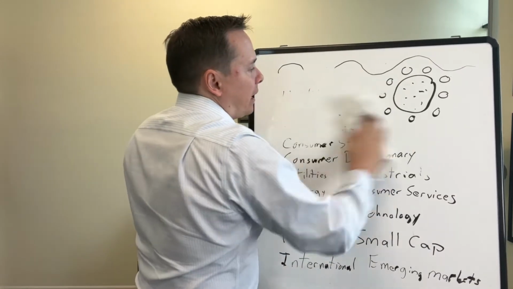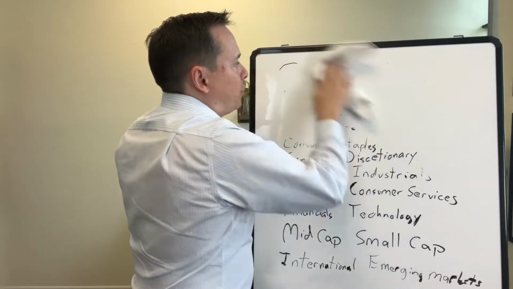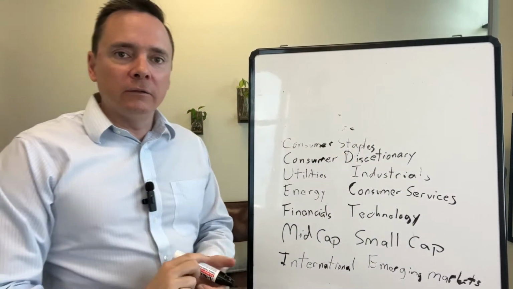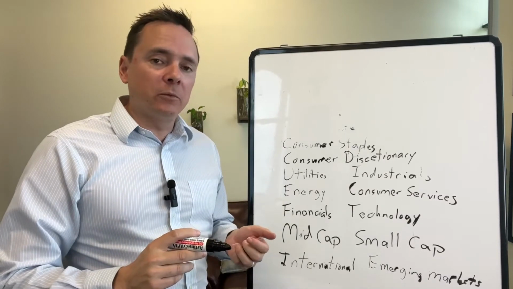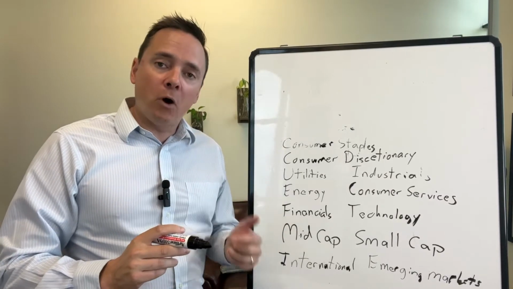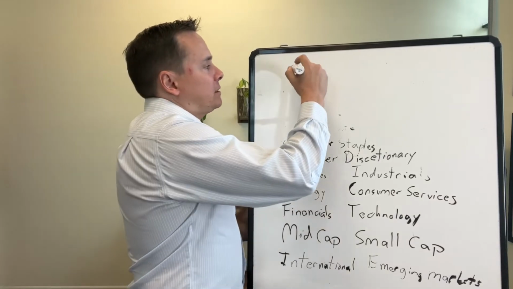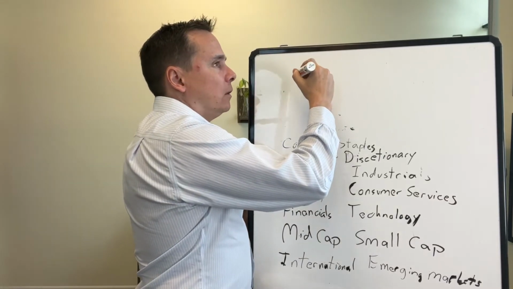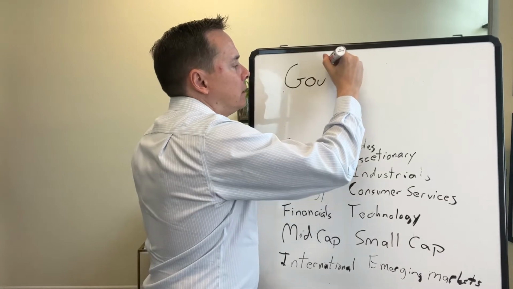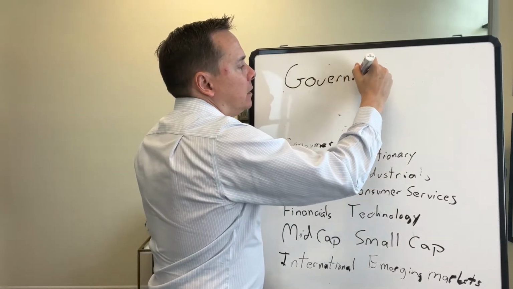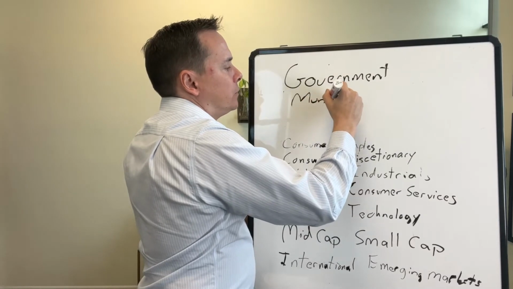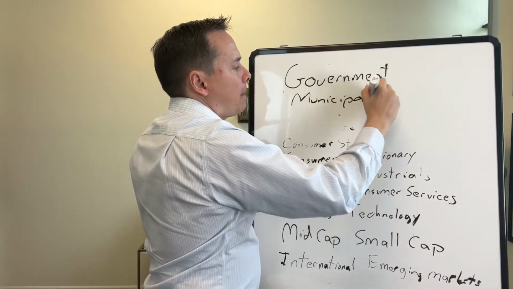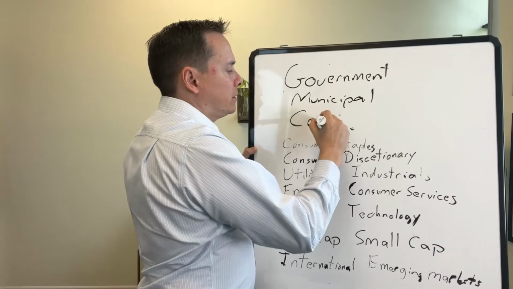Now, beyond that, there's the bond bucket. There's the bond portion of your portfolio, because of course we don't have all of the money in the stock market. Some of it is in the bond market. There are three basic kinds of bonds. There are government bonds, there are municipal bonds, and there are corporate bonds.